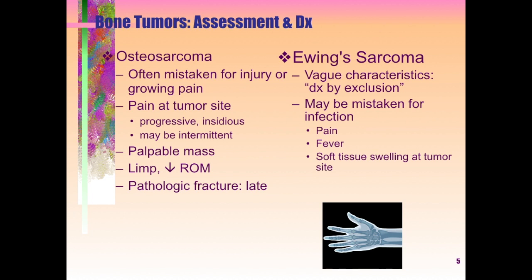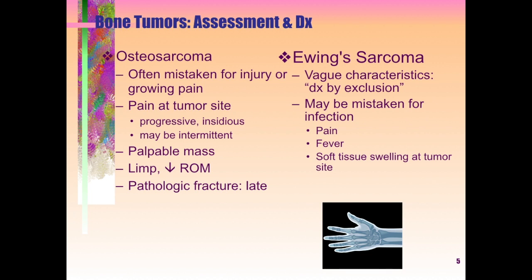Eventually, there is a palpable mass. The kid starts limping. They have decreased range of motion because of the pain. And a late sign is that all of a sudden they have a spontaneous fracture. And we call that a pathologic fracture because the bone has been weakened because of a tumor.